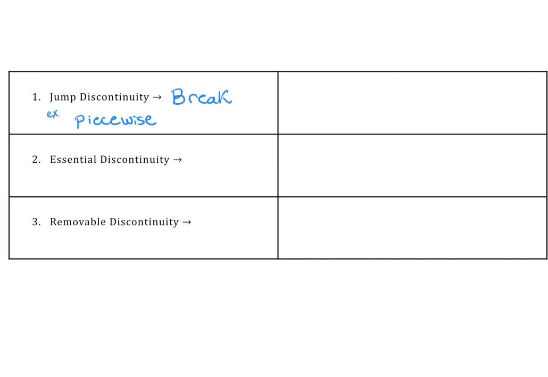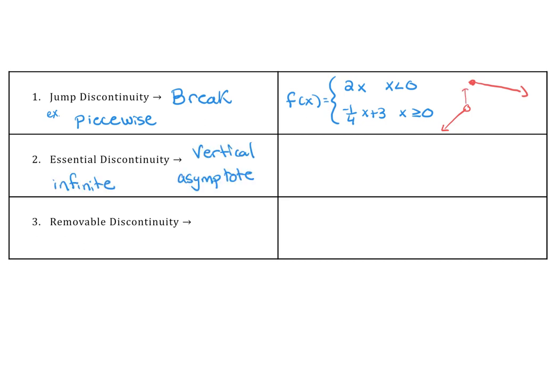A jump discontinuity is when there's a break in the graph, and we often see that with our piecewise functions. So here is an example of a piecewise function where we have one linear function, and then it breaks and we jump up to like the next part of the linear function. So this will be that jump discontinuity because you are jumping your graphs.